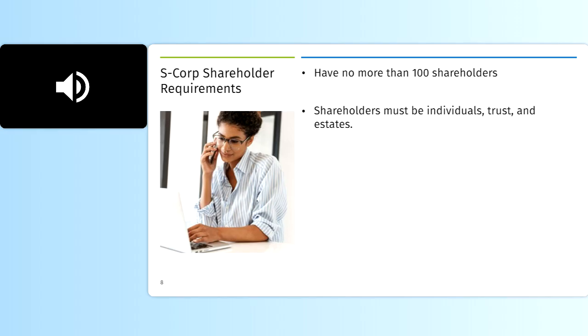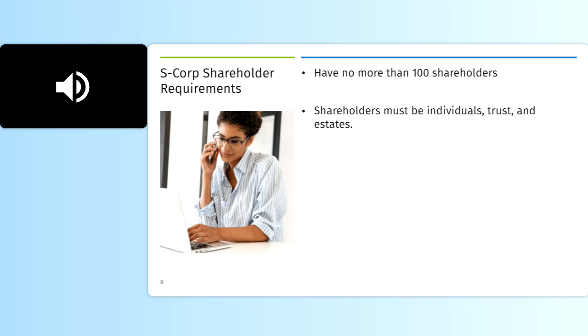And with the S Corps, you somewhat can do that. There's going to be more strict regulation as to what can be a shareholder and what can't be. But the most common types of shareholders are going to be the individuals, trusts, and estates. Those would be the big owners that you're going to run into time and time again as to who can own an S Corp.